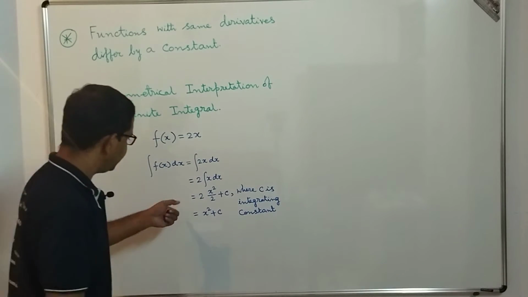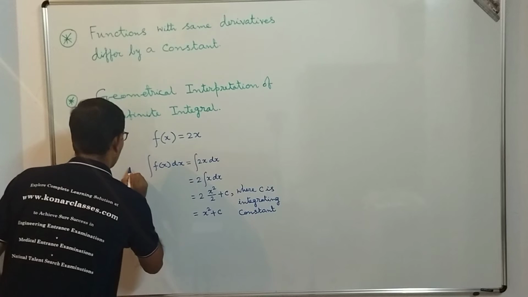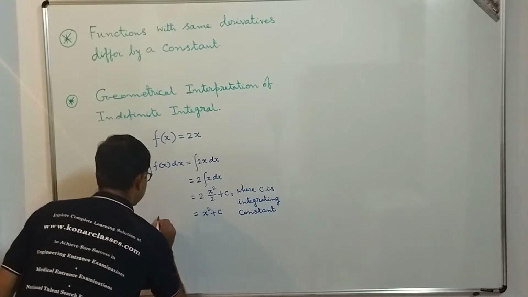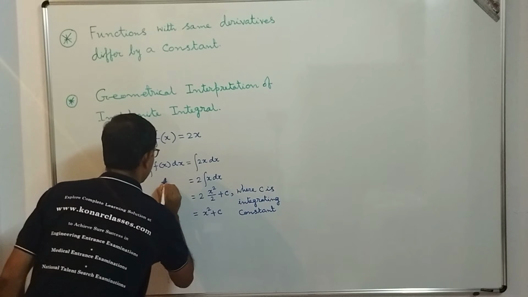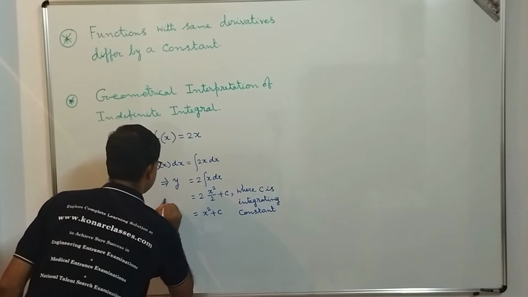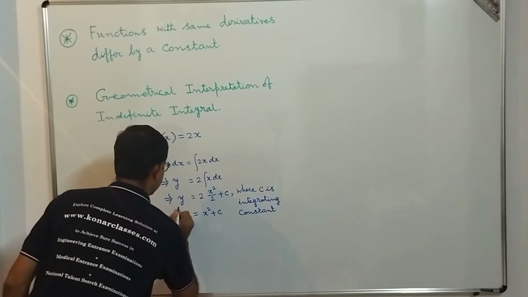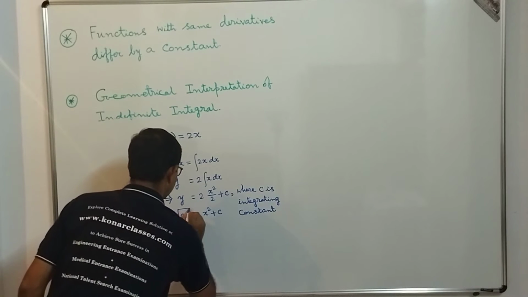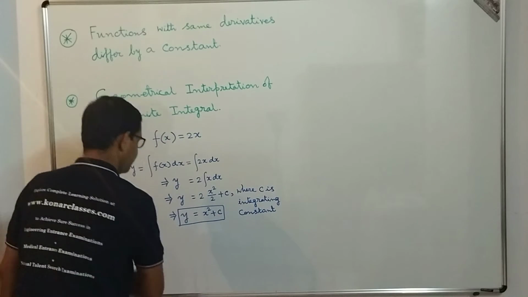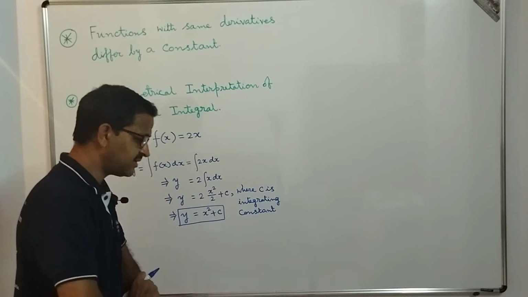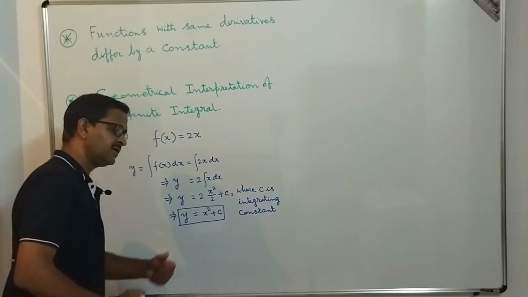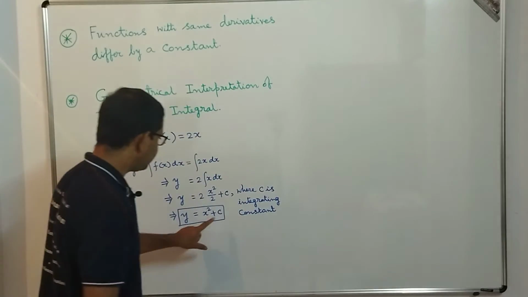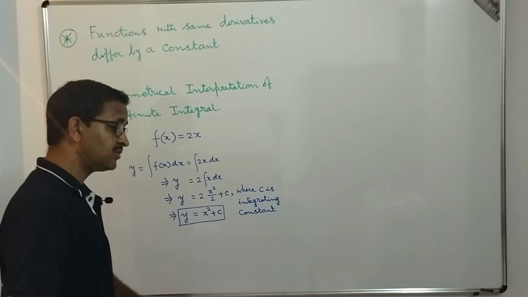Now dear students, let's assume that y is nothing but the integration of f(x) dx. This implies y is equal to this, and finally we get y is equal to x square plus c. So what are we going to discuss now? We are going to discuss this function, y equal to x square plus c. Now what is c? c is the integrating constant.